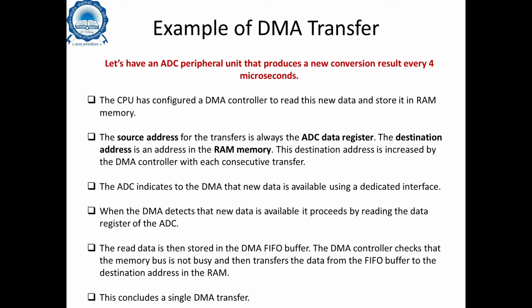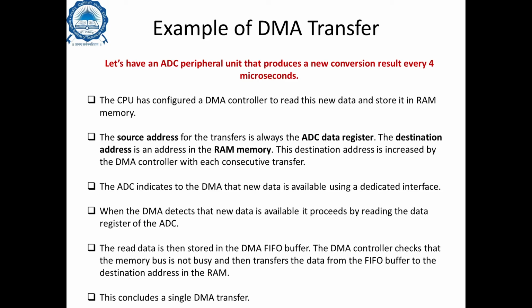The ADC indicates to the DMA that the new data is available using the dedicated interface. When the DMA detects the new data is available, it proceeds by reading the data register of the ADC. This read data is then stored in the DMA FIFO buffer, because internally it has a FIFO buffer where it stores it, and the DMA controller checks that the memory bus is not busy and then transfers the data from the FIFO buffer to the destination address in the RAM.